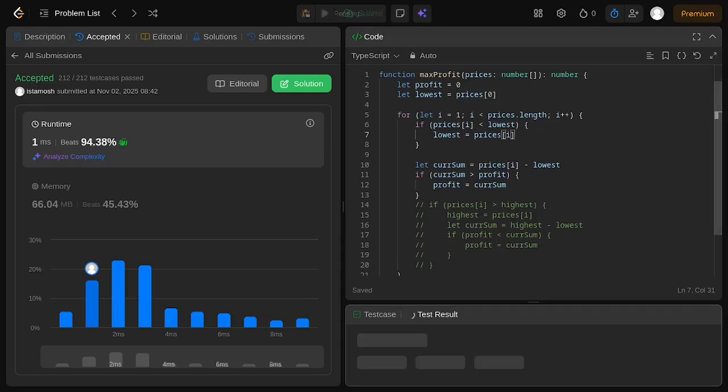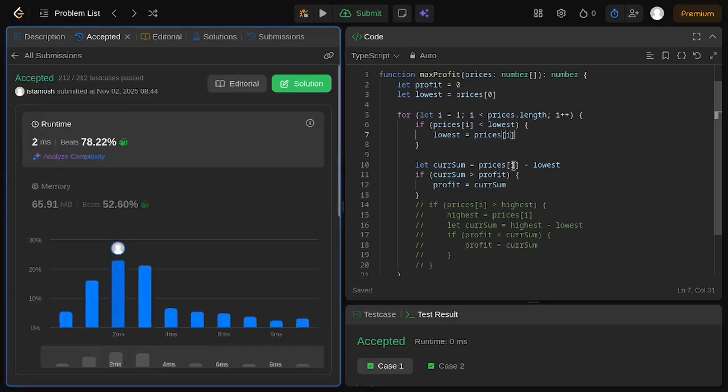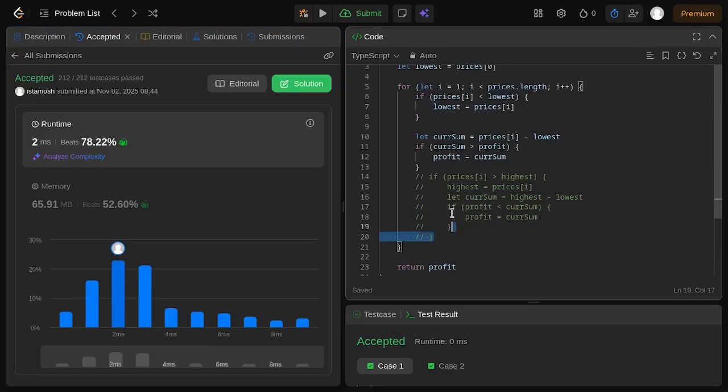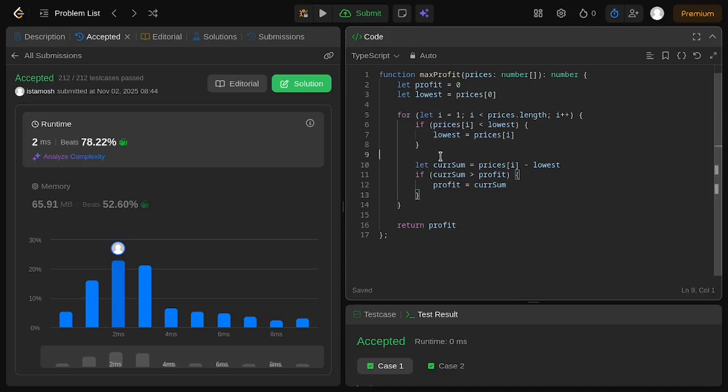And let's test the code to see if it works. And we have an accepted solution. Let's run the code to see if it works, and we have a runtime of 2 milliseconds, just like the previous one, but this one is much cleaner and the code is much more readable.